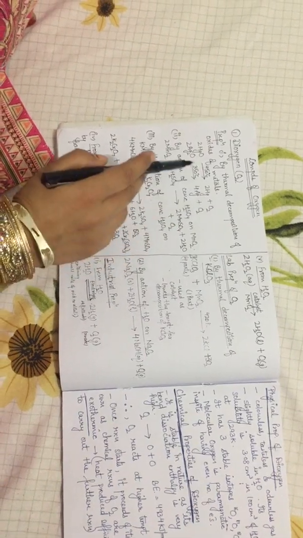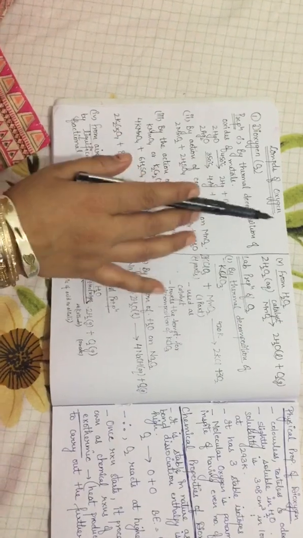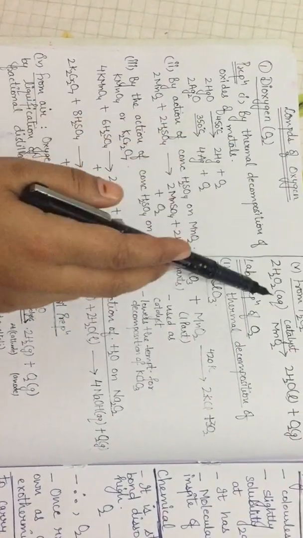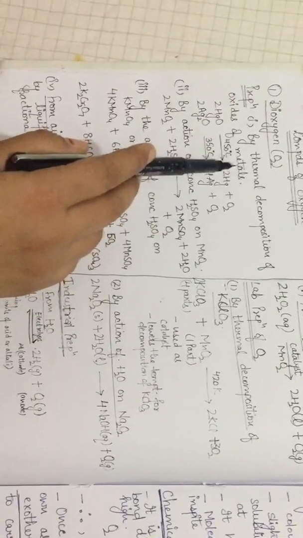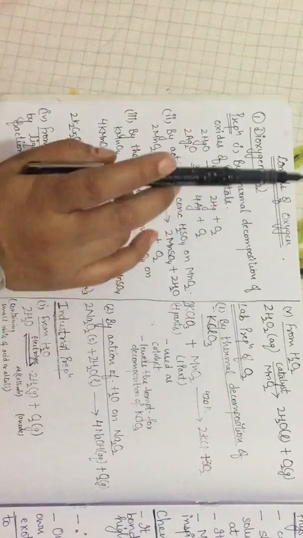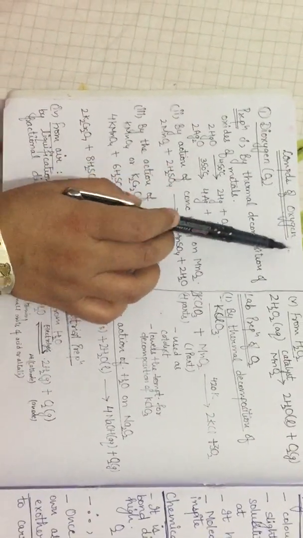In the previous videos, we have done the general properties of group 16 elements. Now in this video, we will do the compounds of group 16 elements. In the compounds of group 16 elements, first we do compounds of oxygen. As oxygen is the first member of the group, we will discuss compounds of oxygen first.